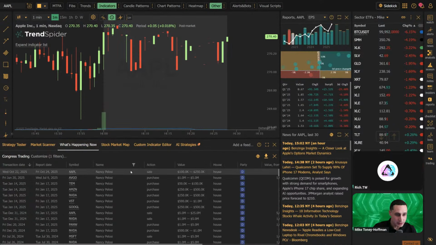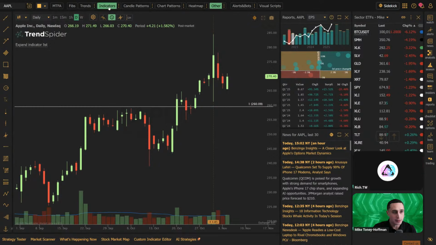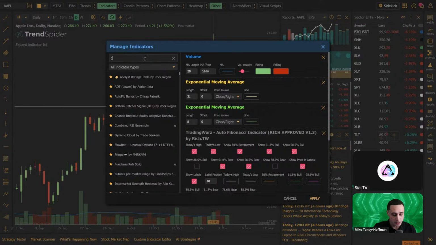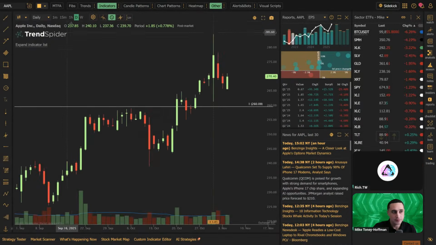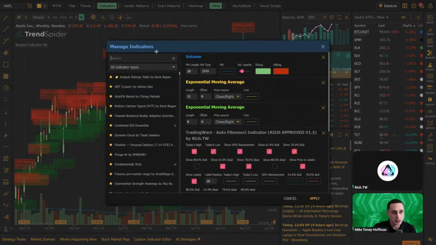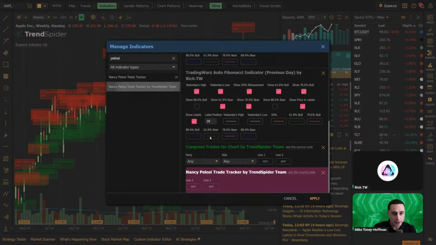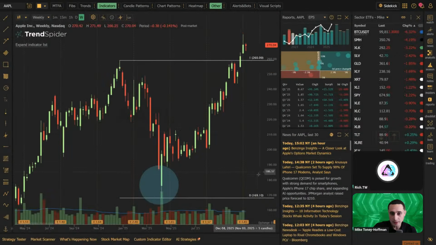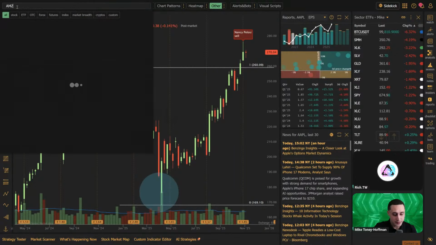She recently sold some Apple, not a crazy amount. But if we pull it up, the insider or Congress trades on chart indicator here, she did a couple sells. Let's do the Pelosi only. Yeah, Pelosi trades on chart, or what is it called? Pelosi trade tracker. And I know she did a play on Amazon and Google, which are like my two big positions. So that's cool to see it.